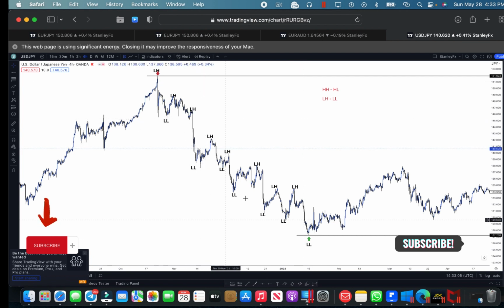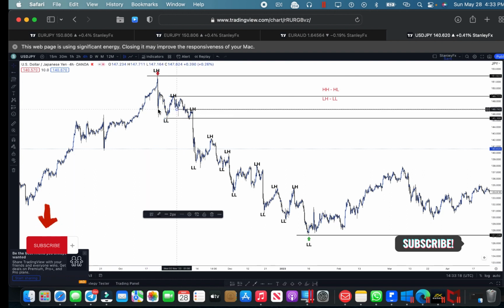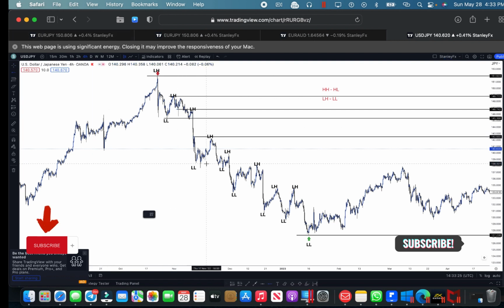So we can see that simply by identifying the patterns the market creates, it will be easy for me to know where to sell from, where to enter from, and where to exit the market from that point.